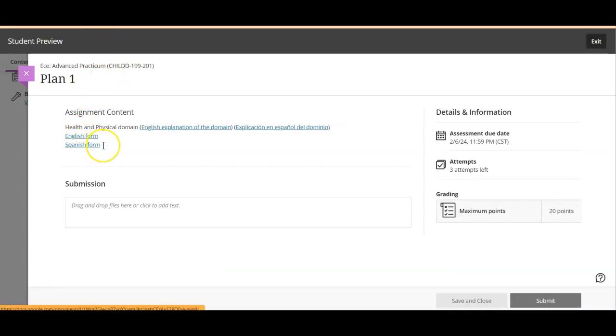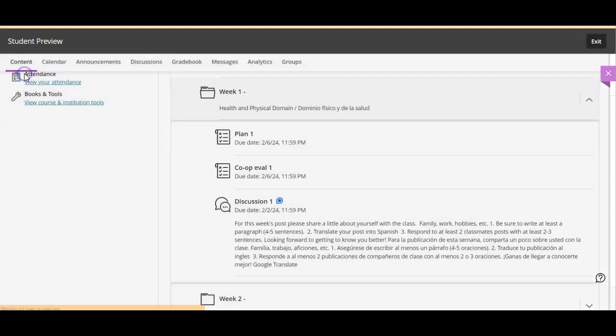You're going to observe this week. Vas a observar esta semana, and then you offer the plan the following week. This is due February 6th. Me lo entregas, por favor, para el 6 de febrero. So that is the plan.